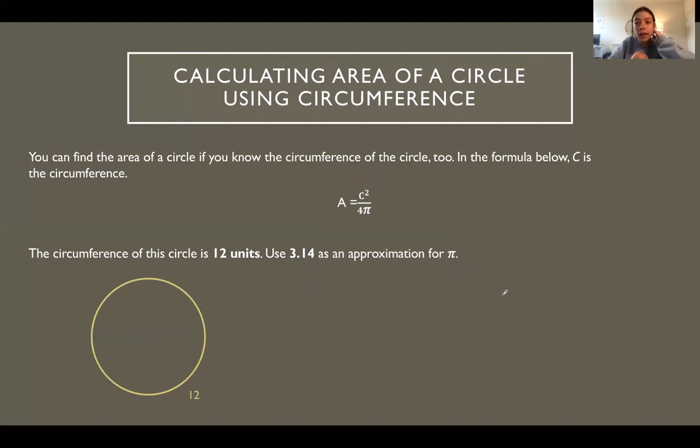And then lastly, we can calculate the area of a circle using circumference. So the equation for that is A equals c squared over 4 pi. So the circumference of the circle is 12 units, and then they want us to use 3.14 approximation for pi. So A equals c, which is circumference, so 12 squared over 4 pi. So 12 squared is 144 over 4 pi.